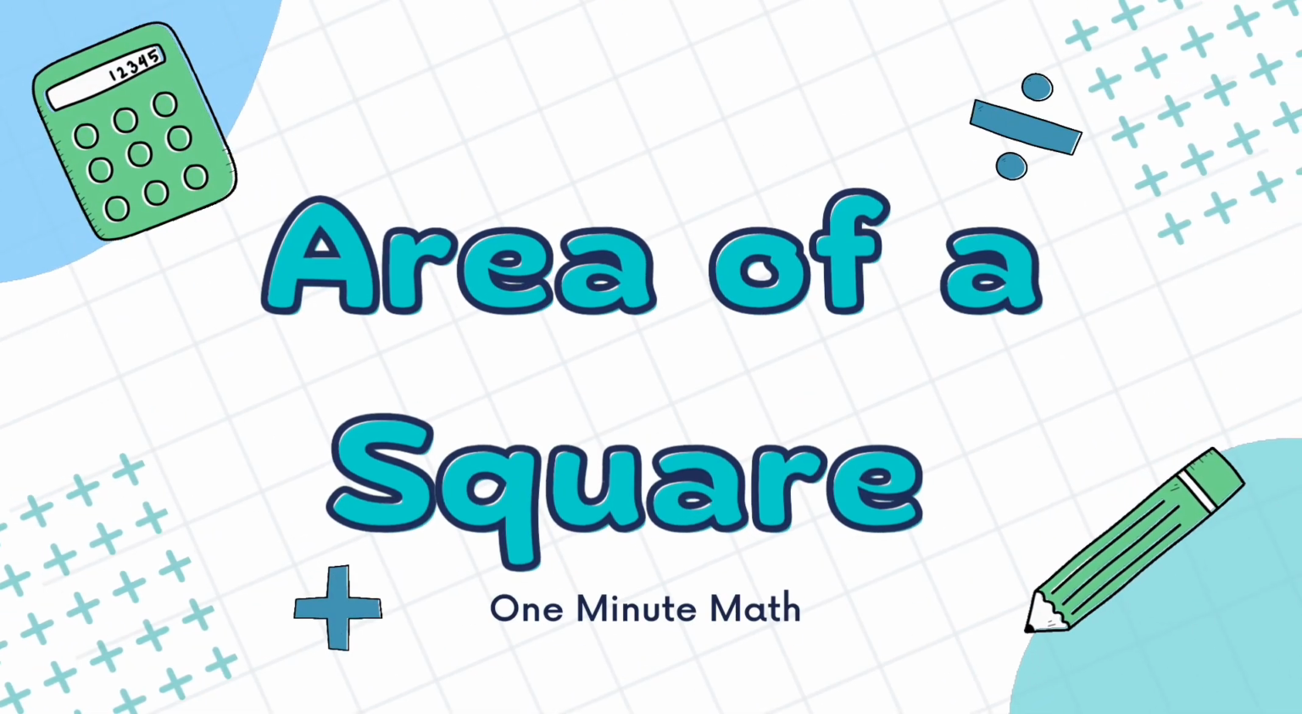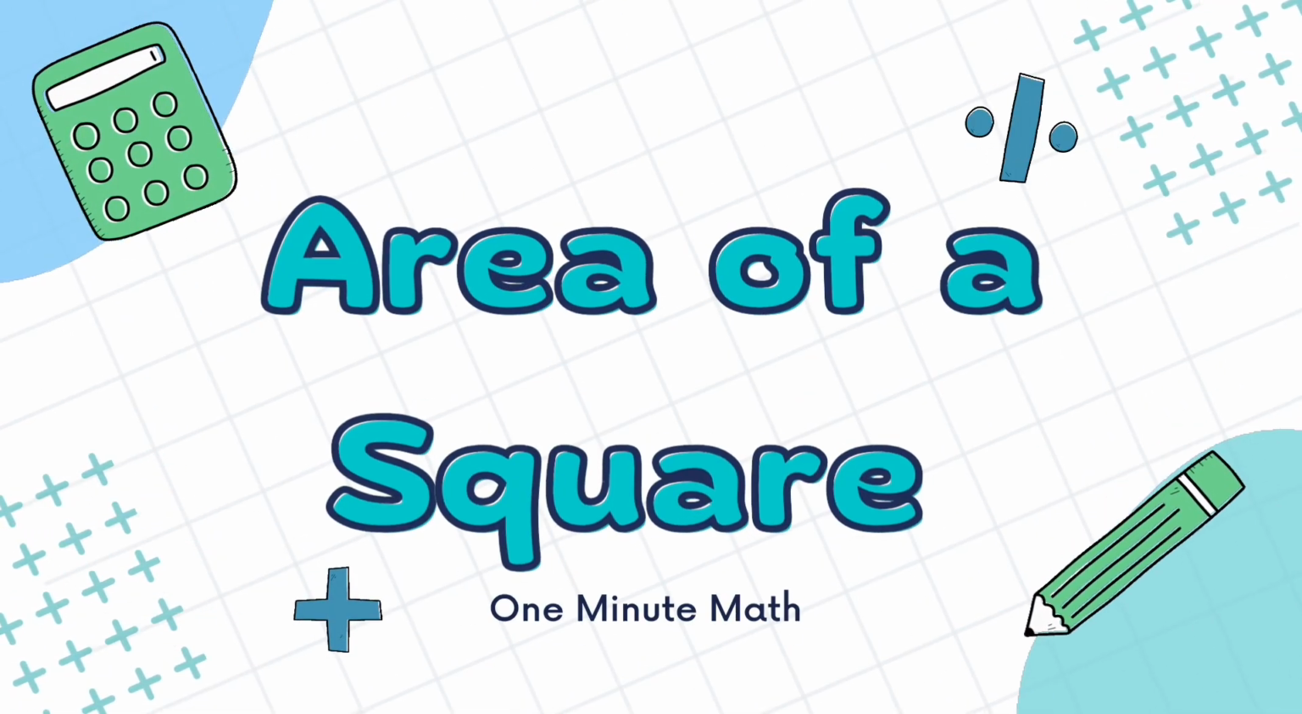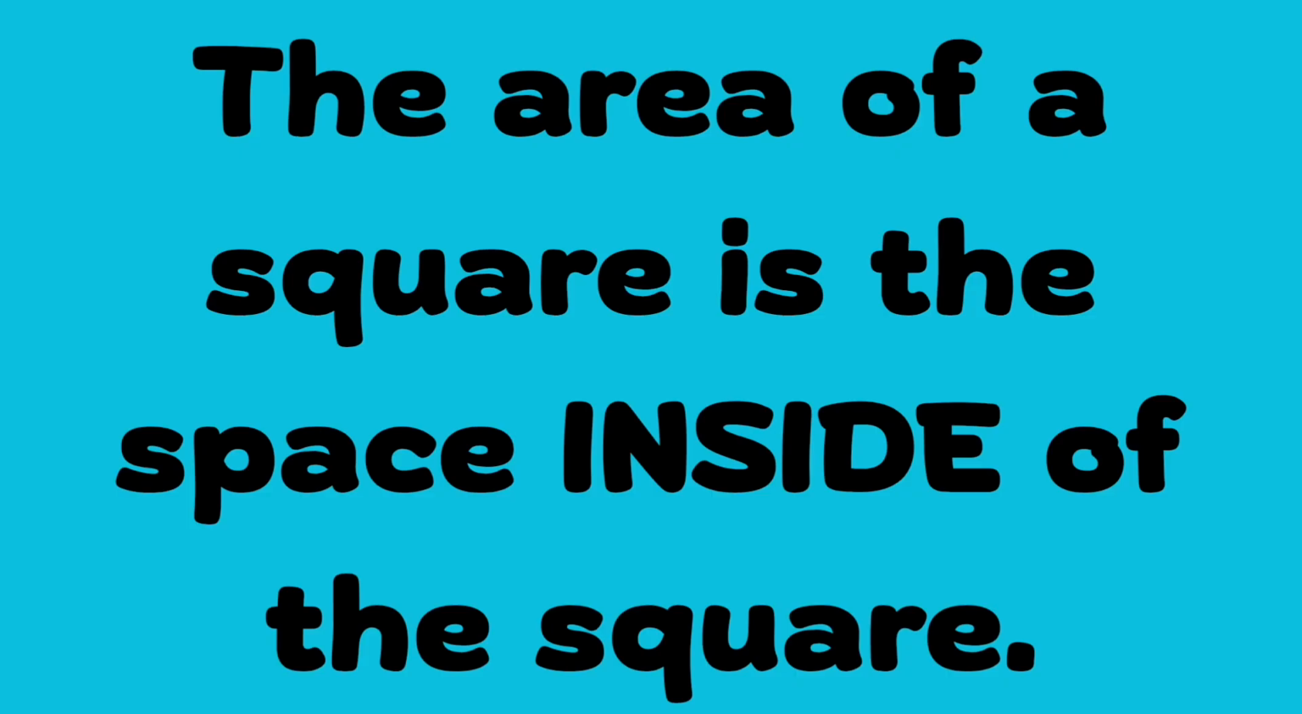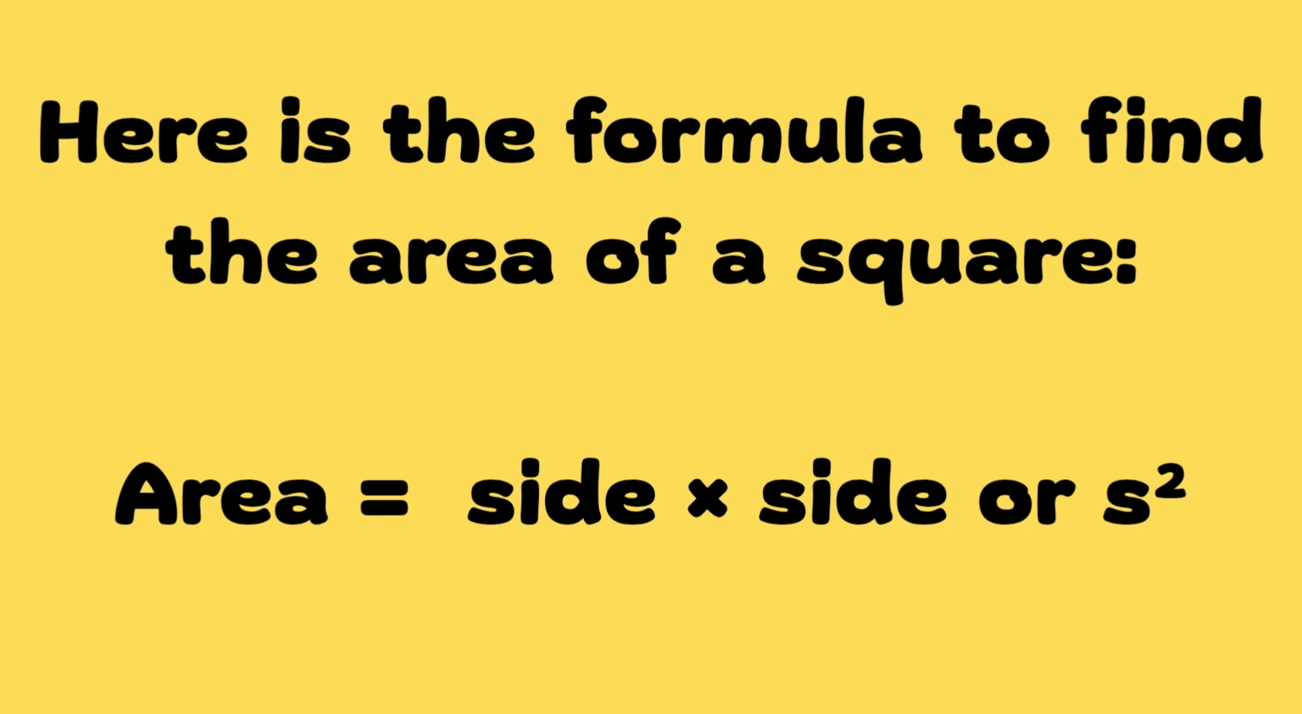Today we're going to find the area of a square. The definition for the area of a square is the space inside of the square. Here is the formula to find the area of a square. Since the square has 4 equal sides, all you have to do is multiply the side times the side, or you'll see it as side squared.